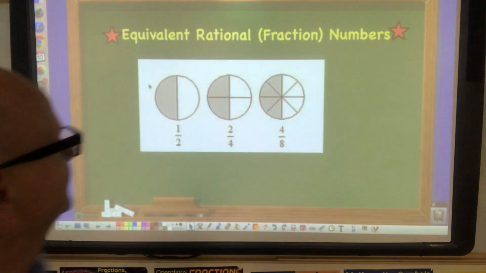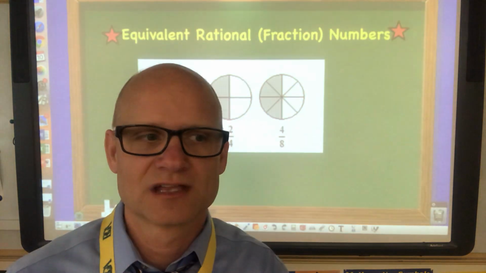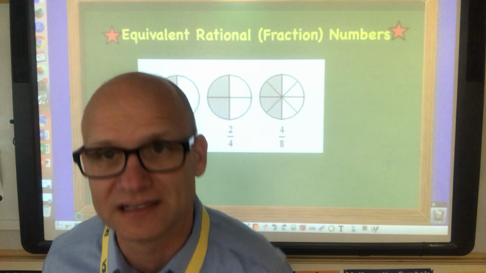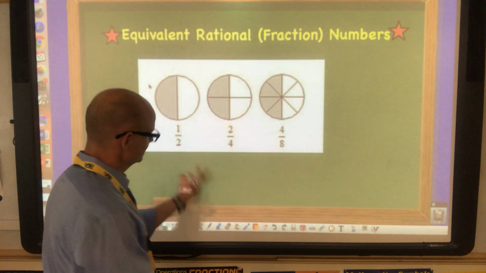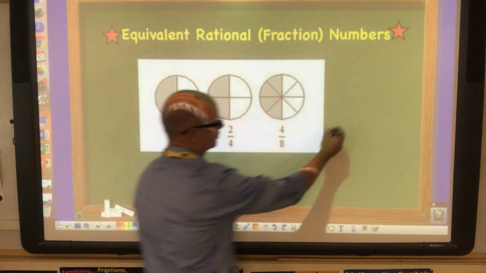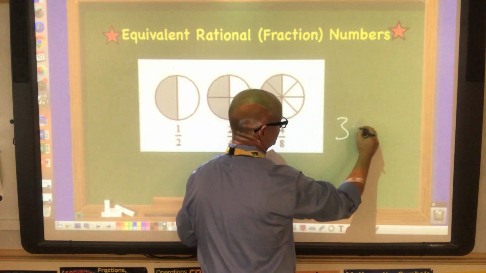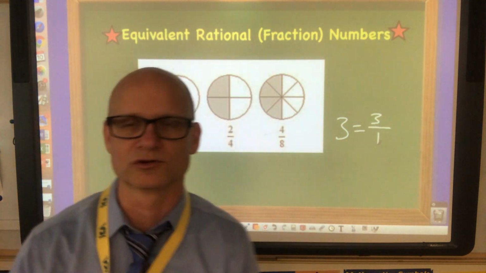Okay, today's topic is equivalent rational numbers or fractions. We talked about yesterday what is a rational number. Anything that can be expressed as a fraction is a rational number. So these are rational numbers because they're fractions, but this could also be considered a rational number because you can express that as a fraction. 3 is 3 over 1.